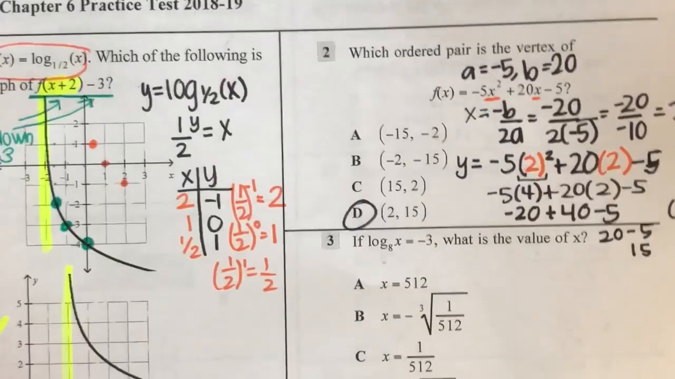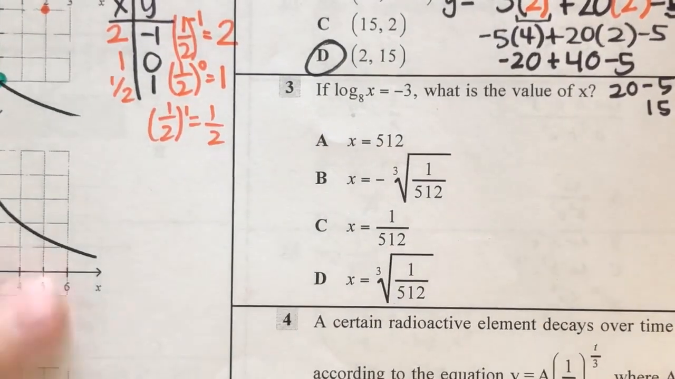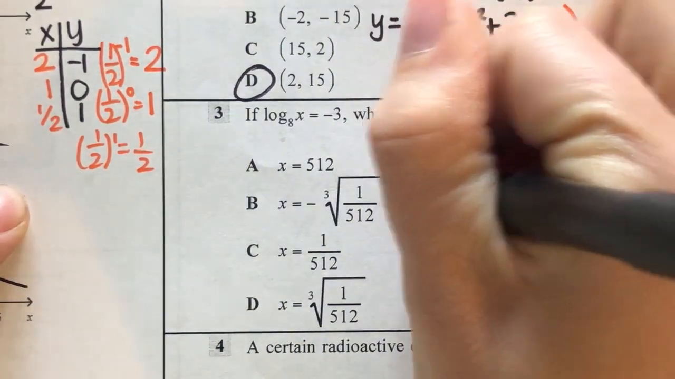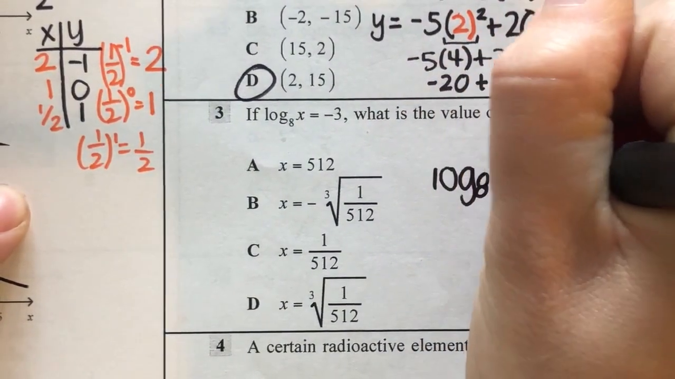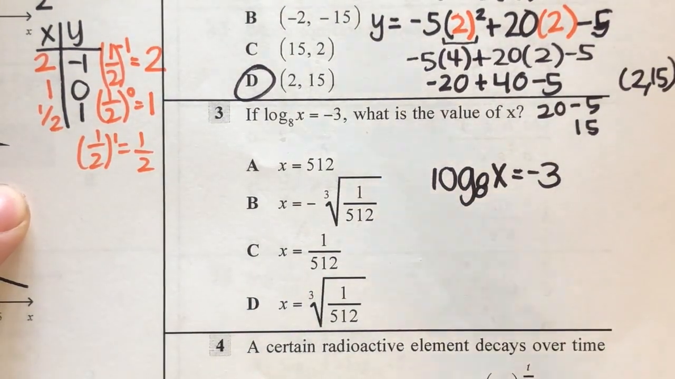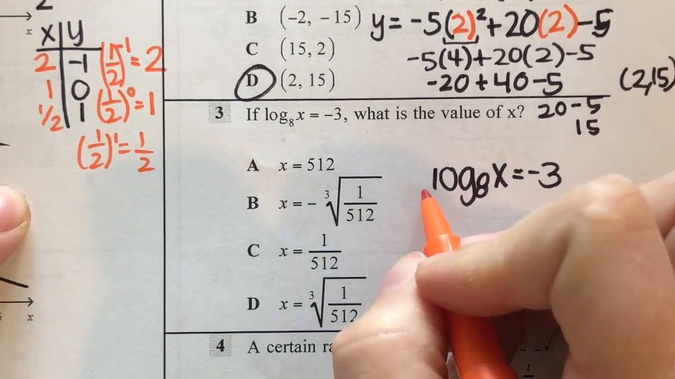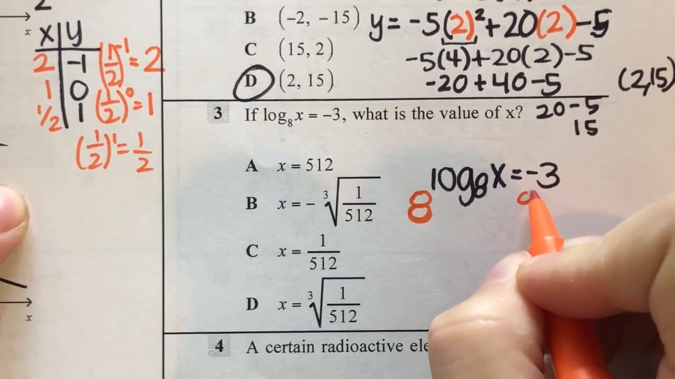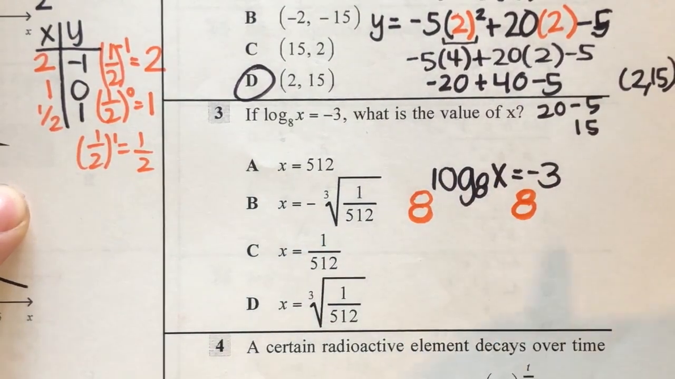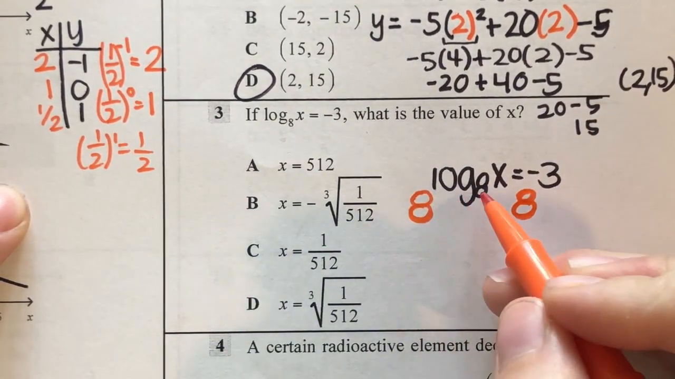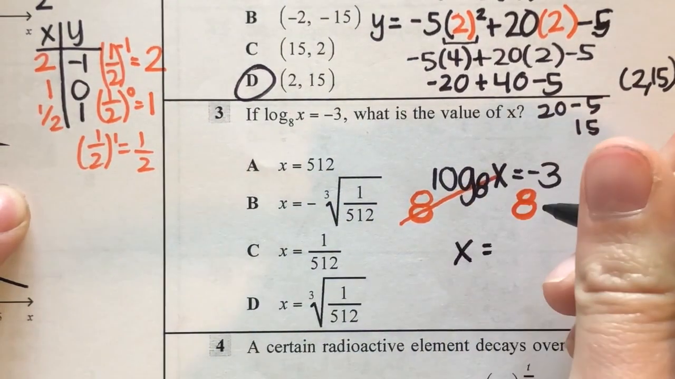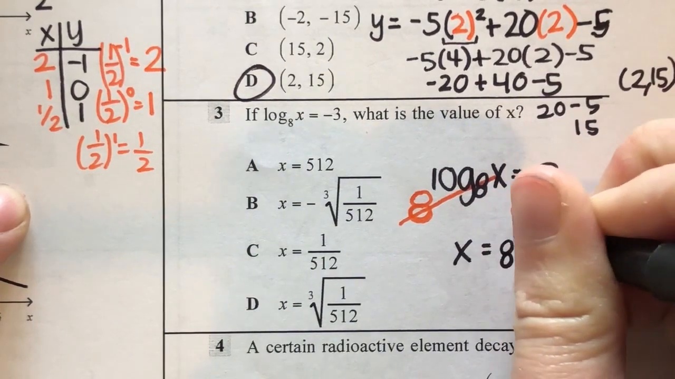Number 3, they're asking us to find the value of x given this log function. So let me just rewrite it over here really quick. So when I'm solving for x, I want to get rid of log base 8. So to get rid of the log base 8, you're going to use an exponent base 8 and raise both of those sides. So when you have your 8 raised to the log base 8 power, they're going to cancel out and leave you with x is equal to, and then we have 8 raised to the negative third power.